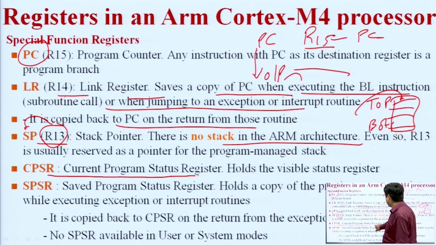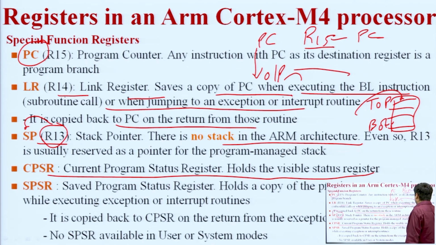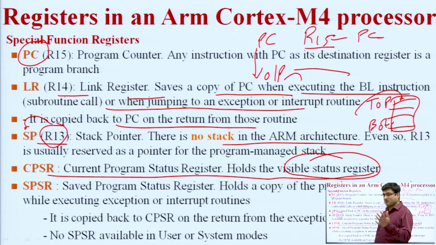CPSR means current program status register. It holds the current program status values, that is, it holds the value of the visible status registers. SPSR means saved program status register.